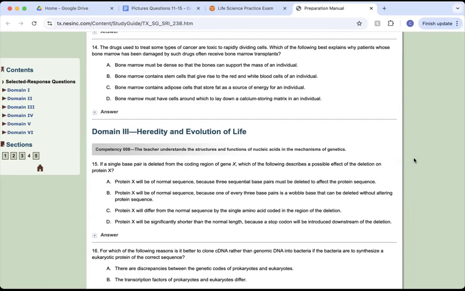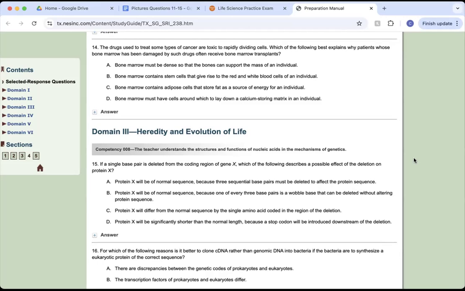So the point of this question is that the drug targets rapidly dividing cells. So your cancer cells are rapidly dividing, but there are also other cells in your body that are rapidly dividing. So the question here is basically asking you to recall that bone marrow is made of rapidly dividing cells, which is answer choice B. Bone marrow contains stem cells that give rise to red and white blood cells of an individual.